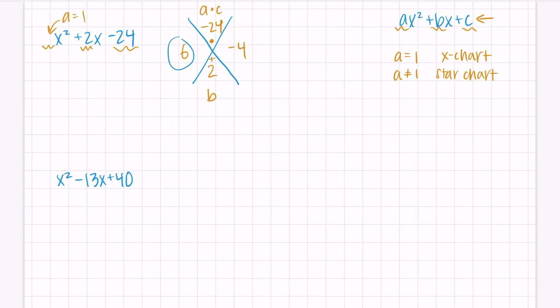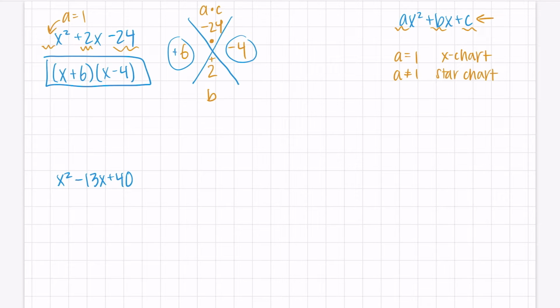Once I have these two numbers, I'm going to use those to make the factors in my answer. So this is positive 6 and negative 4. So my answer is x plus 6 times x minus 4. And that is my answer.